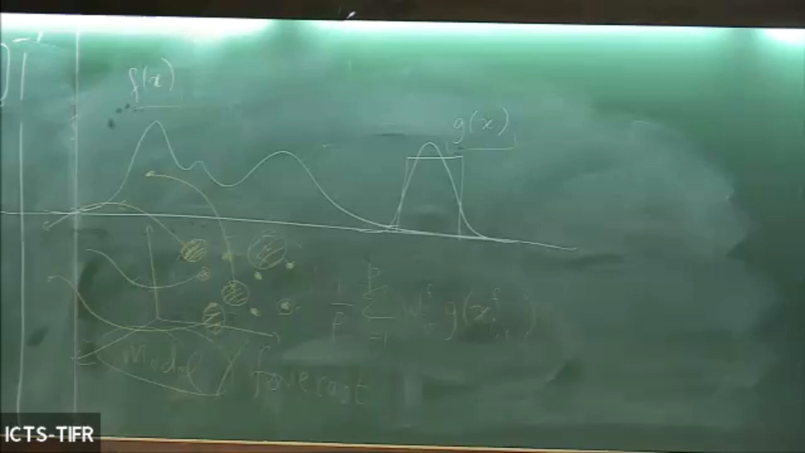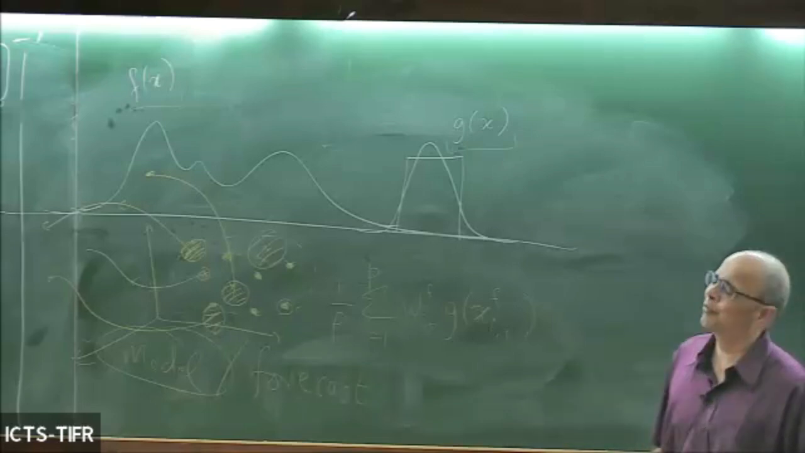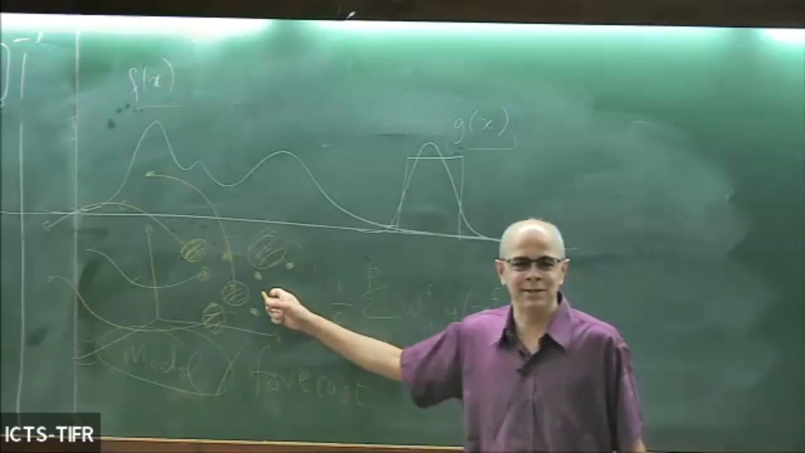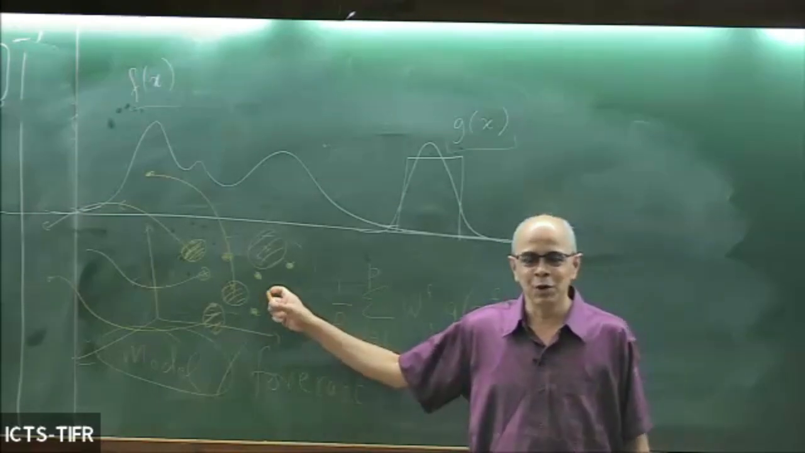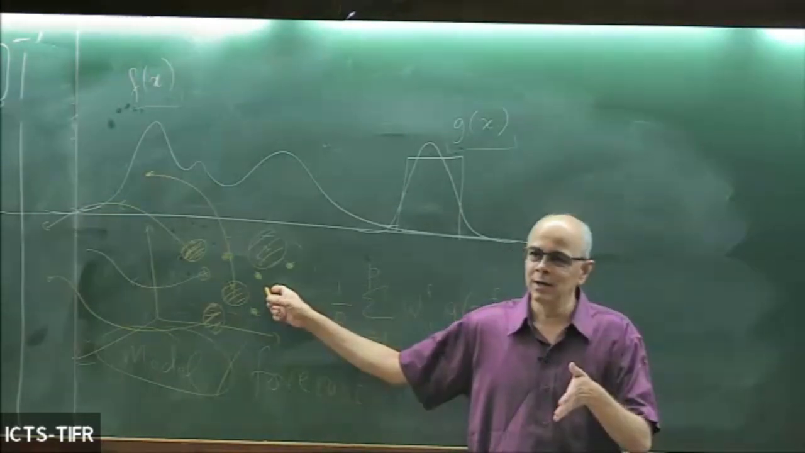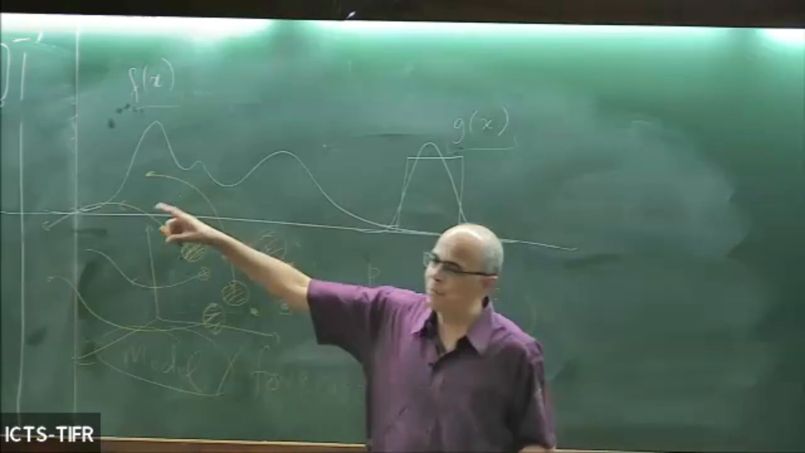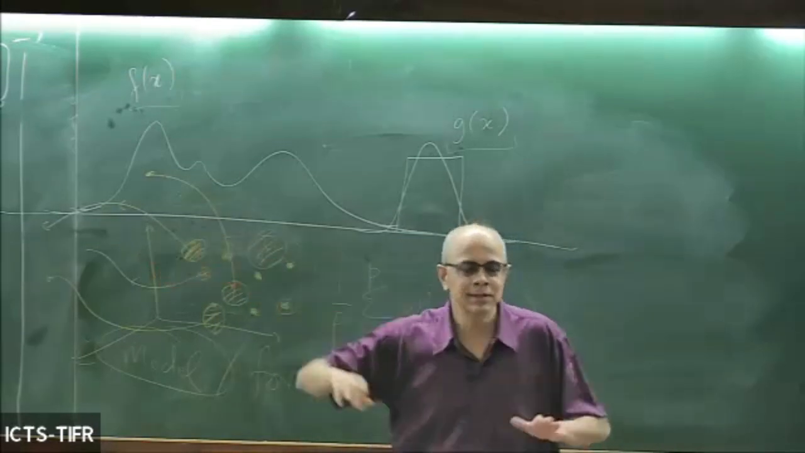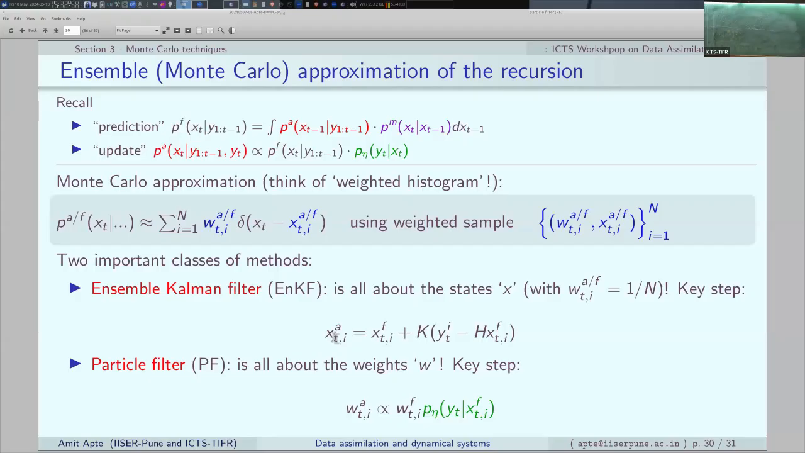Suppose, in order to go for forecast, you want to start with the analysis ensemble. So you have an analysis ensemble at time t. You do a forecast to get to time t plus 1, right? And that forecast is an identical step as for the ensemble Kalman filter. The difference is at the time of update.